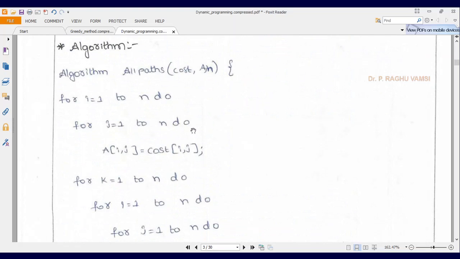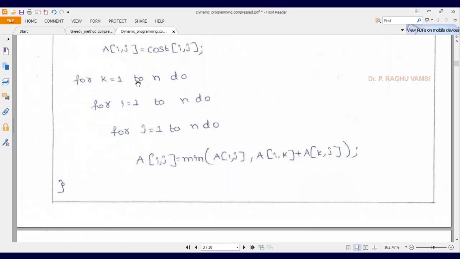So here is the problem. Here is the solution for this. For i equal to 1 to n and for j equal to 1 to n, do: add the cost, that is, place the cost of (i, j) in the adjacency matrix. Then for k equal to 1 to n, for i equal to 1 to n, and for j equal to 1 to n.